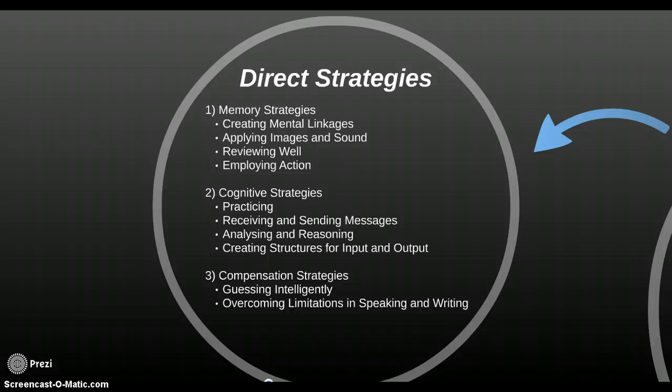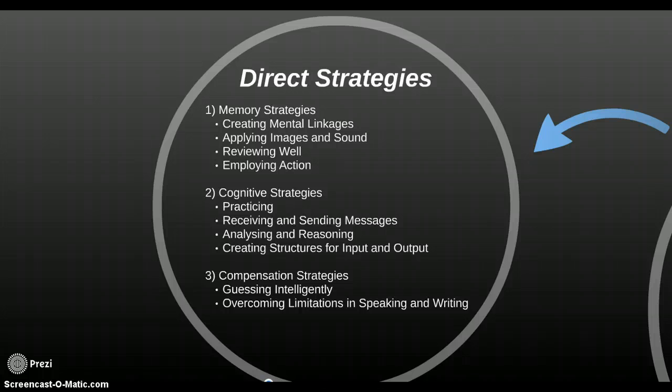Okay, we move to compensation strategies, which are guessing intelligently and overcoming limitations in speaking and writing. Guessing intelligently means using other clues or background knowledge of the language. Maybe we hear a new word but cannot understand it, but we use other language to understand the new word.